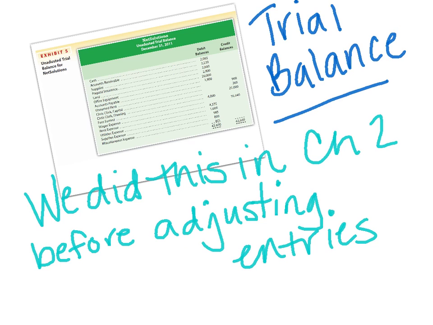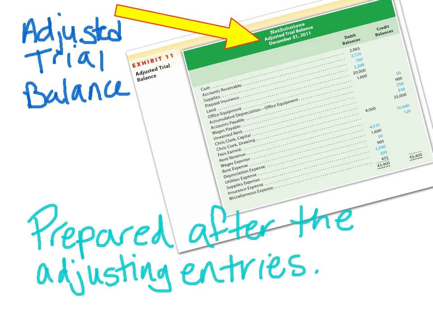So what I'm showing you now is a trial balance, and if you look up on top it says unadjusted trial balance, and if you remember from Chapter 2, I was always crossing that word out because it is just called a trial balance. So we did this in Chapter 2 before we did any adjusting journal entries. Now in Chapter 3, after you've done your adjusting journal entries, you'll do another trial balance, and this one is called an adjusted trial balance.